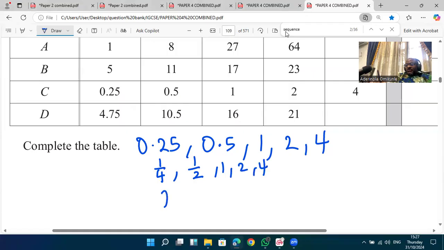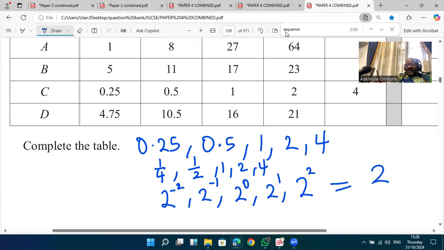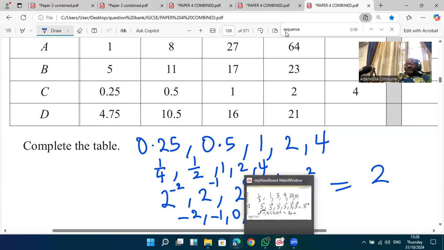So this one is 2 raised to the power of -2. This is 2 raised to the power of -1. This is 2 raised to the power of 0. This is 2 raised to the power of 1. And this is 2 raised to the power of 2. Again, the 2 is common, write the 2 out. And then find the nth term of the powers.